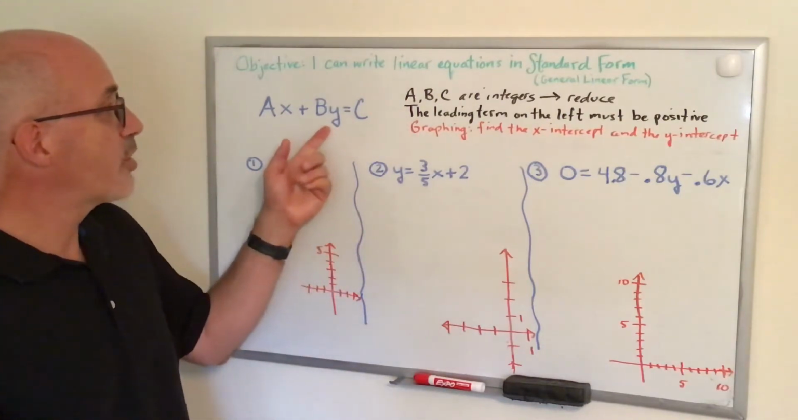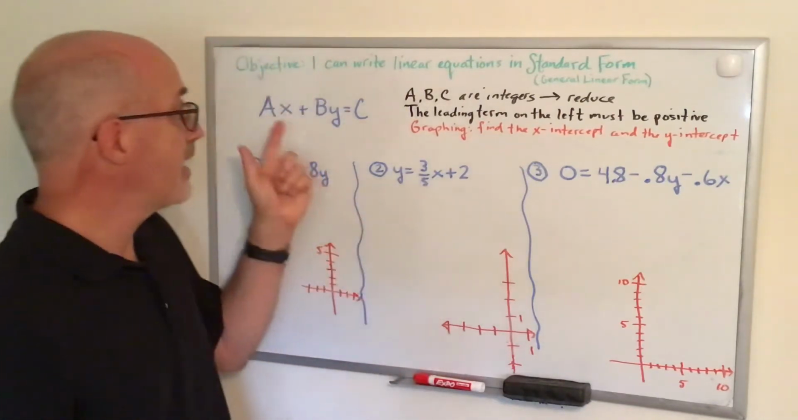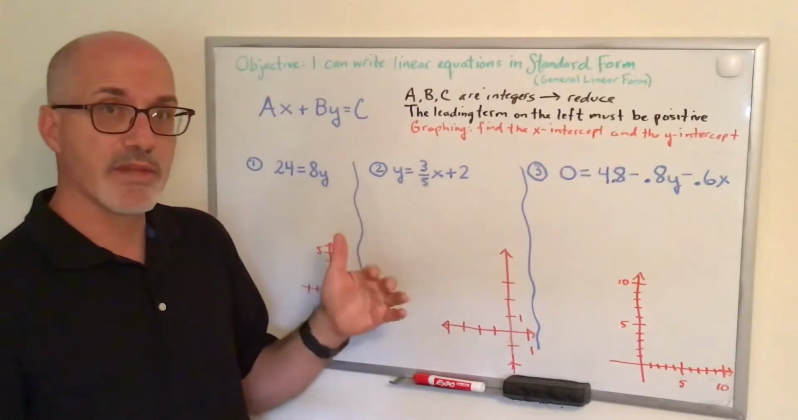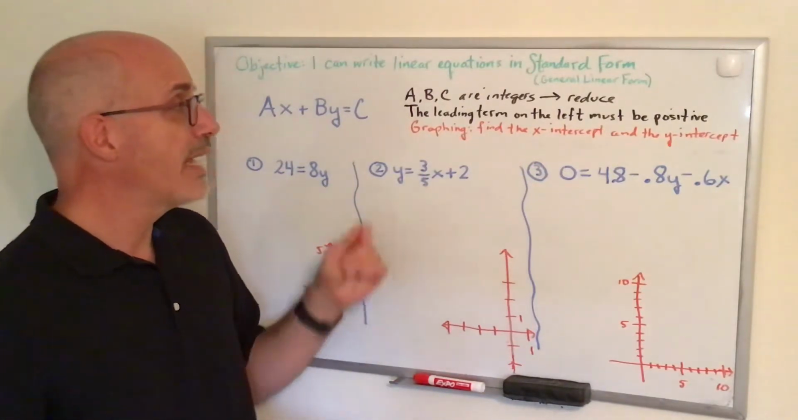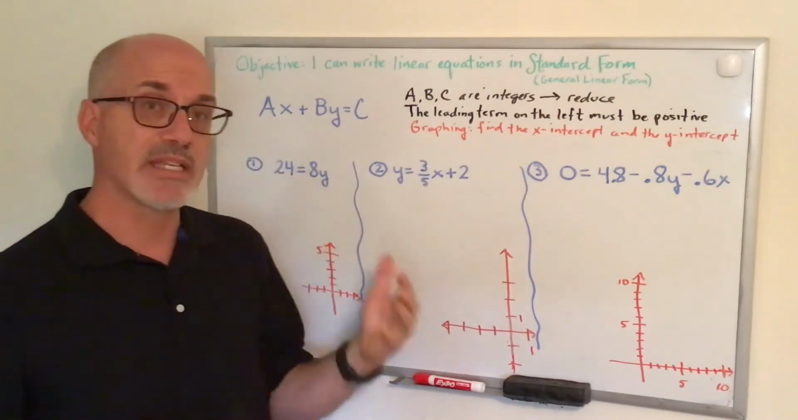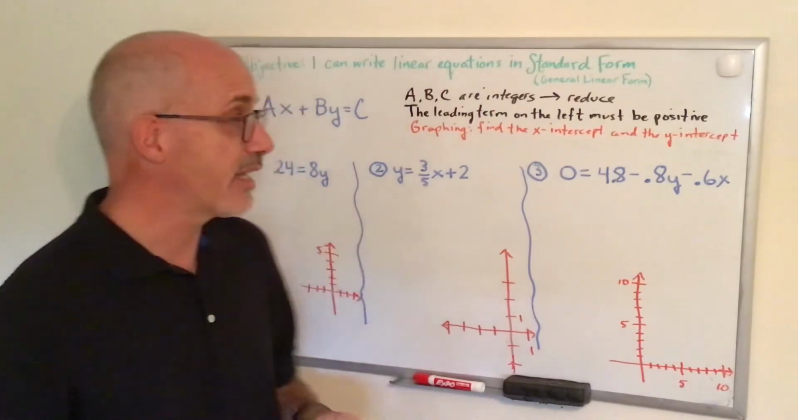The leading term on this left side must be positive. Now what that means is either A or B must not be negative. So you're going to have one of them be a value other than 0. And then if you have that leading term, the first term on the left side, being negative, we'll multiply every term by -1 to get rid of that negative.